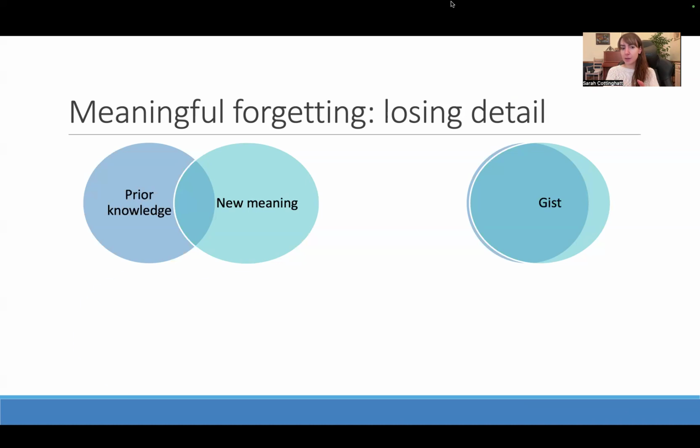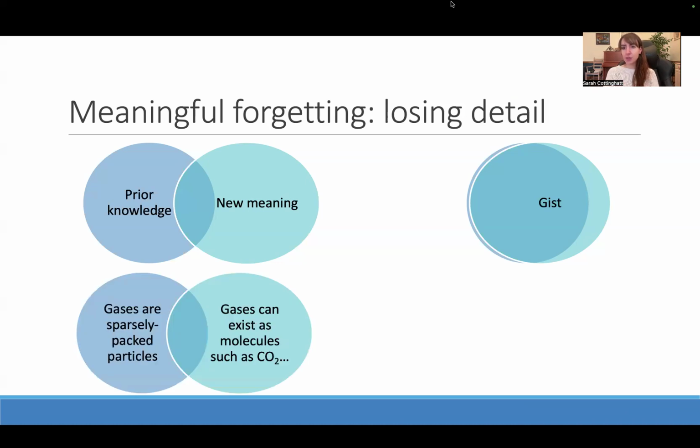Let's think of a concrete example of this. Imagine we're teaching students about gases, and they know that gases are these sparsely packed particles. Often we'll teach with a box and the circles are kind of sparsely packed. And then I try to teach them about gases existing as molecules, like CO2. And let's say they really meaningfully connect those two ideas. I do some really explicit links and some meaningful processing tasks, and they really seem to get it by the end of the lesson. They've produced this new meaning that gases can exist as molecules.